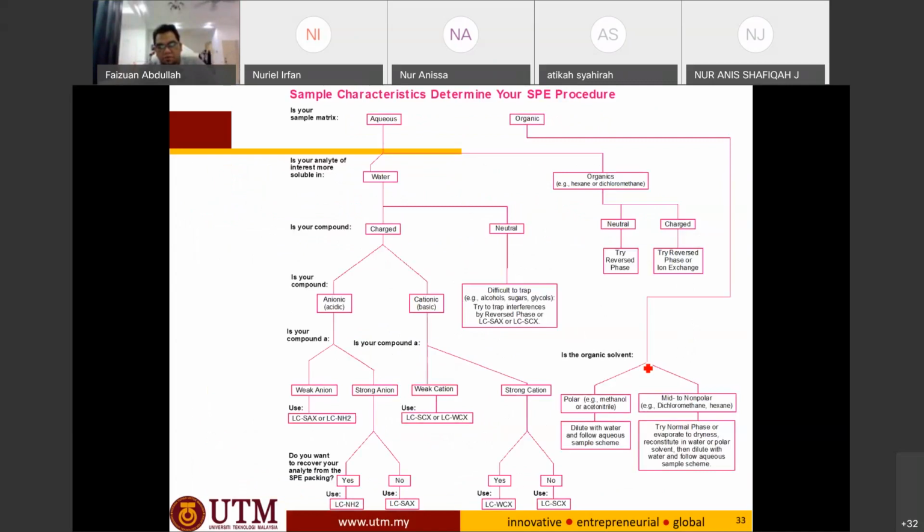You need to ensure what type of sample first, what type of analyte. Either it is ionic or not ionic, aqueous or organic. Just refer to this table.